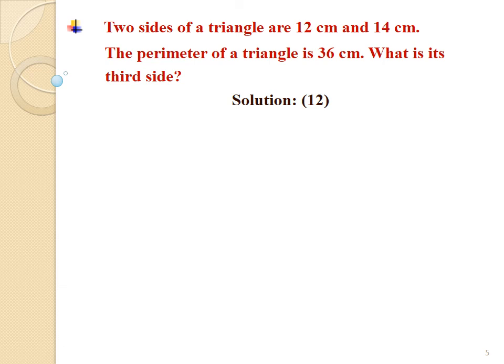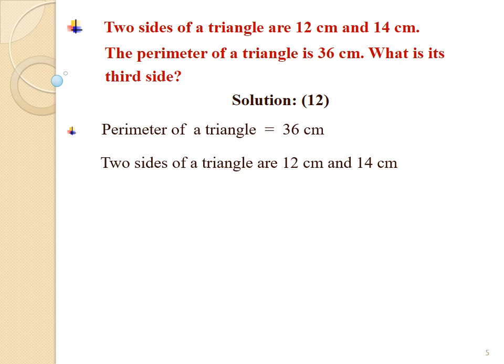So now, let us solve sum number 12, keeping in mind that the third side of a triangle equals the perimeter of the triangle minus the sum of two sides, and writing the necessary details given to us. Perimeter of the triangle is given, 36 centimeters. Two sides of the triangle are given, 12 centimeters and 14 centimeters. Therefore, the third side of the triangle equals how much?